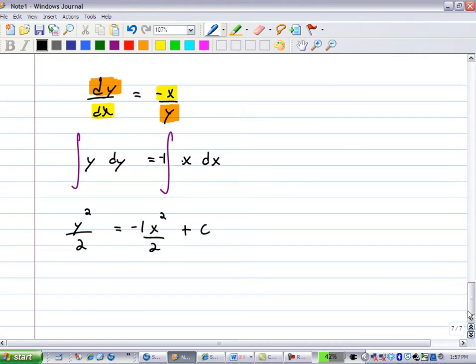So now your job is, I think on this one we were given an initial condition. It was y sub 4, cap. So you could actually solve for c right now, if you'd like. I'm going to wait. I'm going to get y by itself, and then I'm going to worry about solving for c. But either way, you'd be just fine, Quinn.